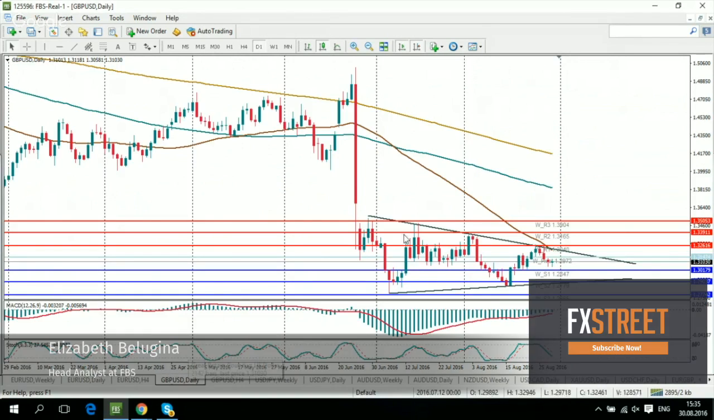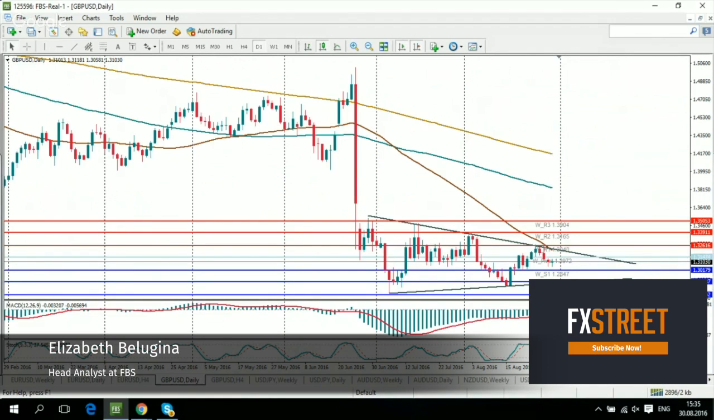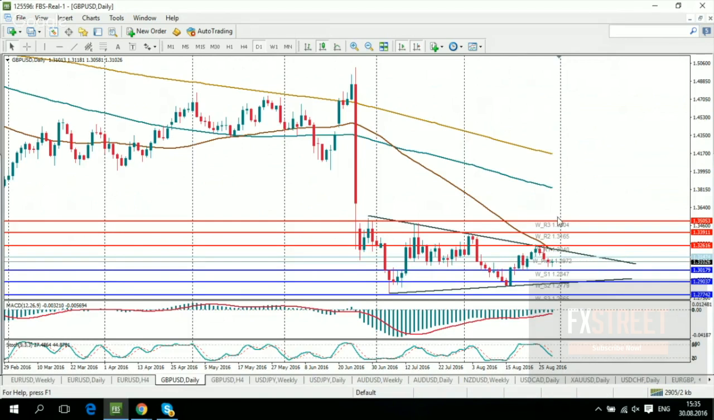We move to the British pound US dollar pair. Here we can see that the dynamics of the pair is the triangle. Yes, we have this resistance line, which has several times stopped attempts of the bulls to retrace higher after the big decline which happened after the Brexit vote. And this consolidation is expected to continue for the British pound.